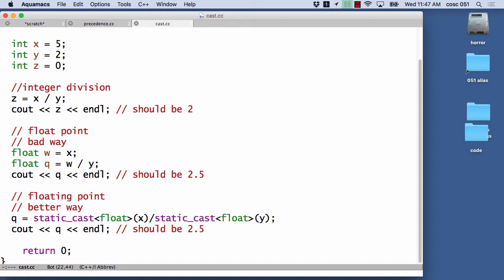Casting, well, I'm just going to tell you, casting in computer science is what you call when you change a variable from one type to another. Okay? Static cast means we're just going to do it once right here, and it's going to change. So casting is changing one variable type to another.